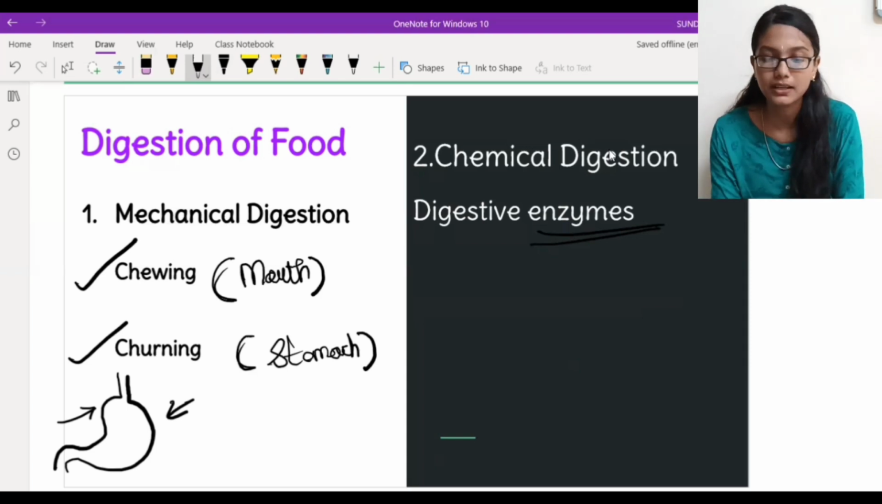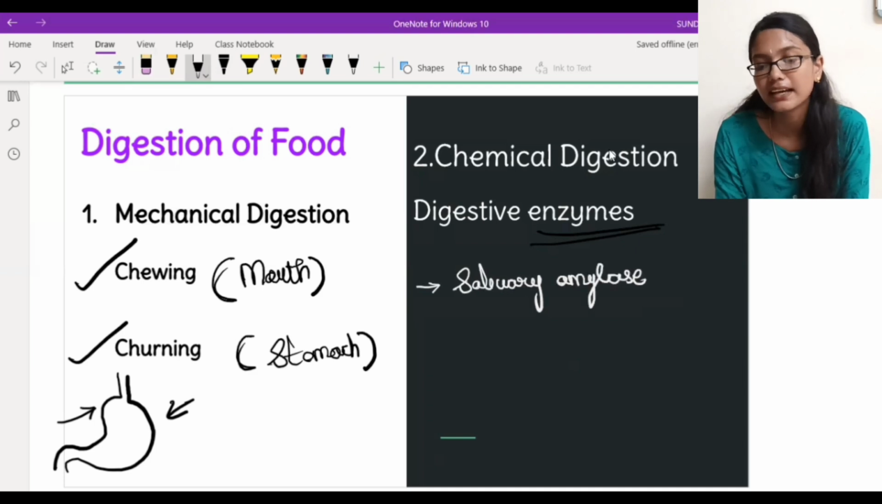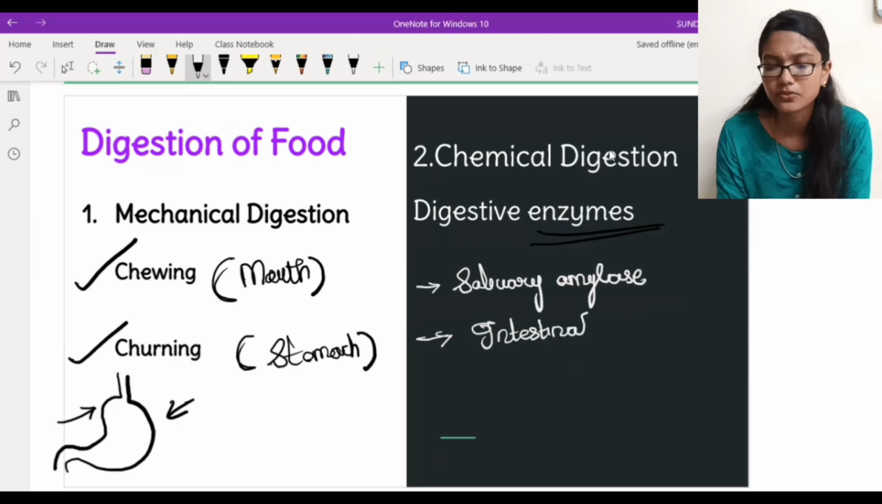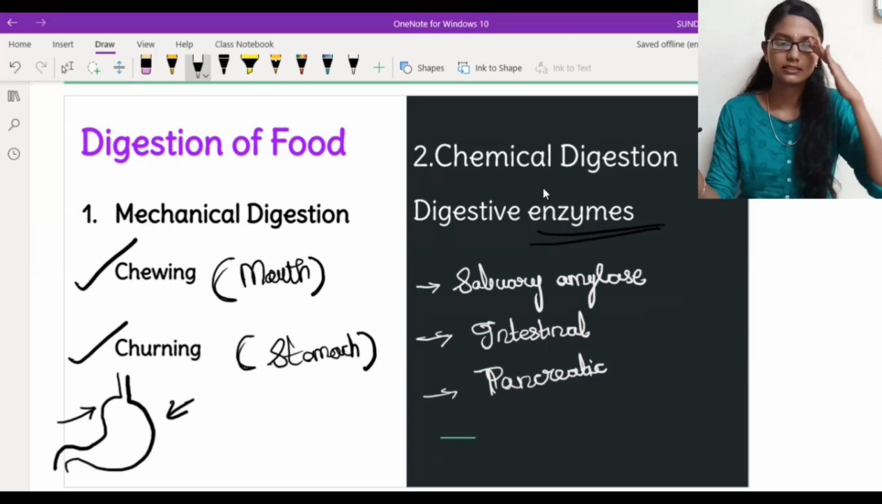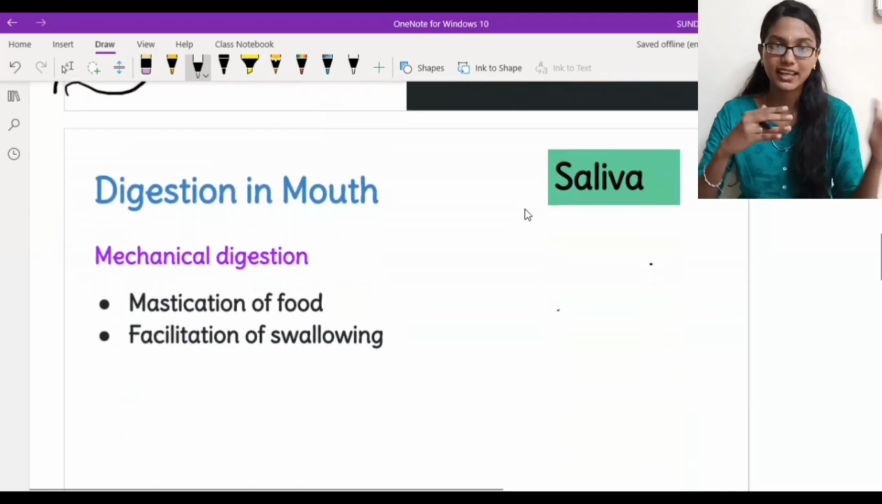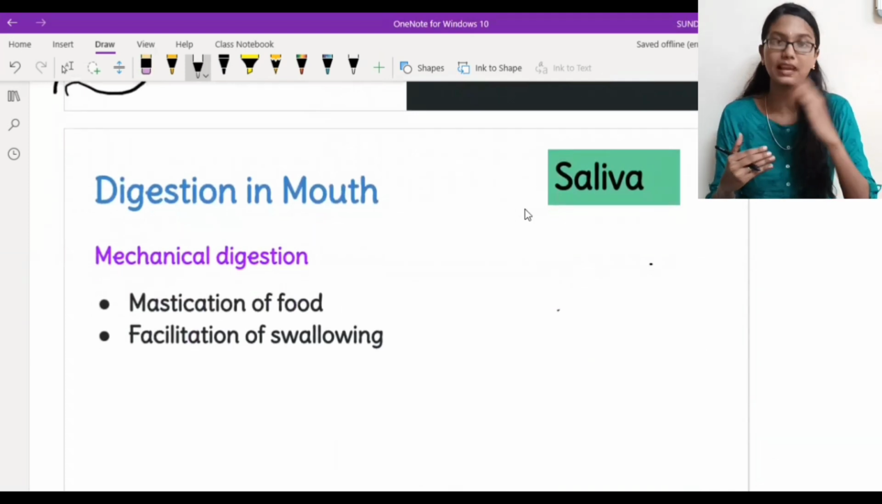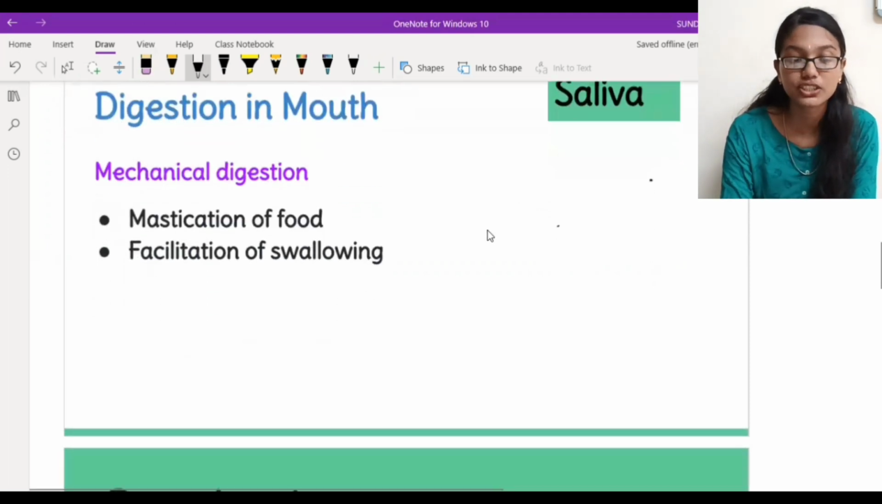For example, salivary amylase, and intestinal enzymes are present, pancreatic enzymes are present, a lot of enzymes are present. We'll be studying those in detail whenever they are discussed. These are the two major processes, mechanical digestion and chemical digestion. Now let us understand how digestion takes place in different parts of the alimentary canal. First, digestion in the mouth.